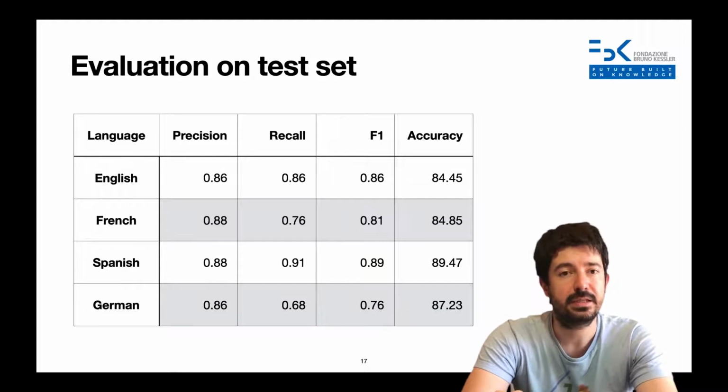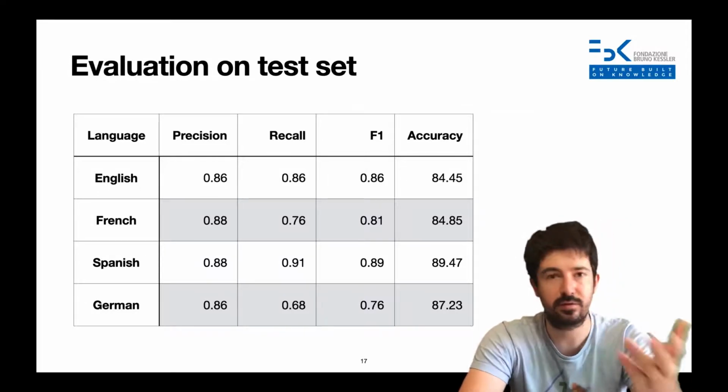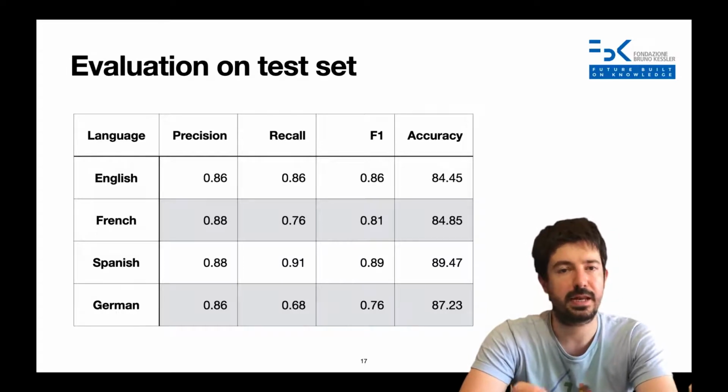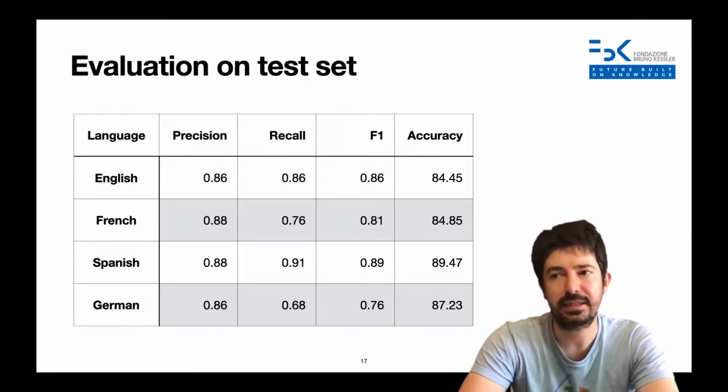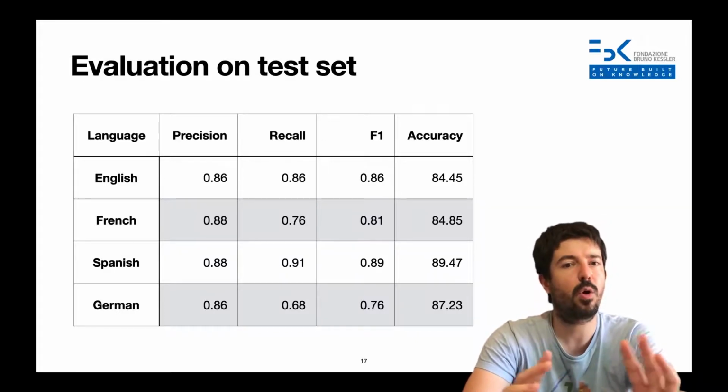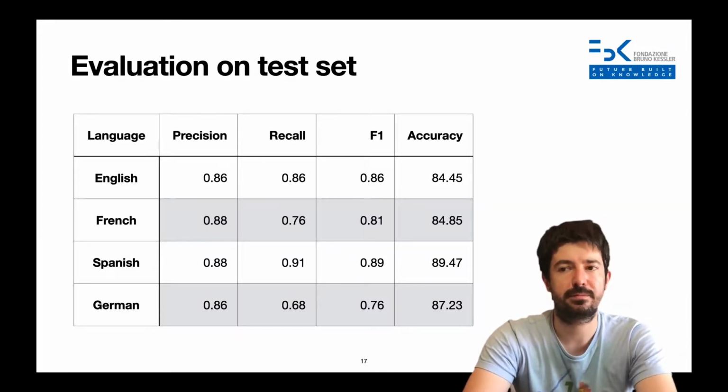In these slides, you can see the results on a test set in the various languages with precision, recall, F1, and obviously accuracy. We can see that our system works better on Spanish and English. This is due to the similarity between Italian and Spanish, and because the English dataset is bigger than the other ones, probably covering almost all the more common false friends.